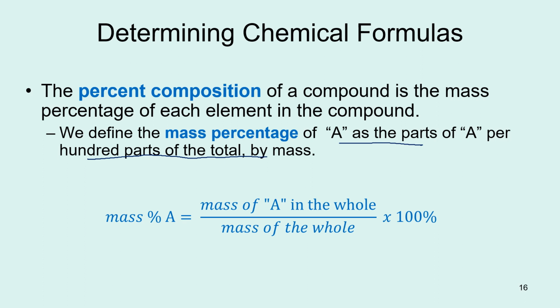And I could do that if, let's say, my compound is AB. We don't know the numbers, but there's A and B. Then I could find the mass percent of B, which will be the mass of B divided by the total. So let's look at an example of that.